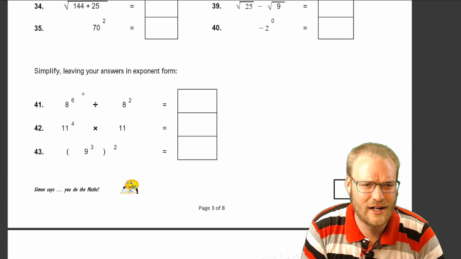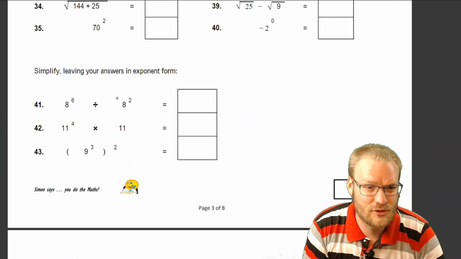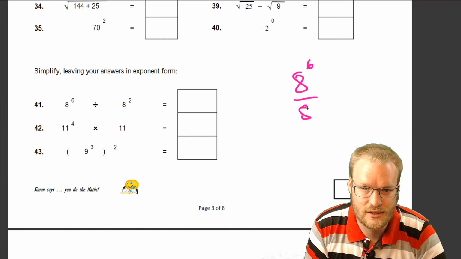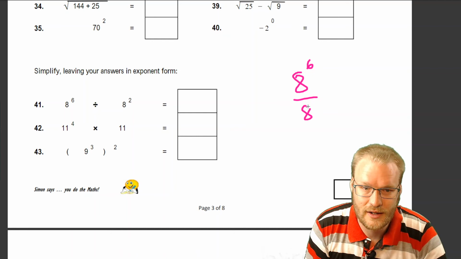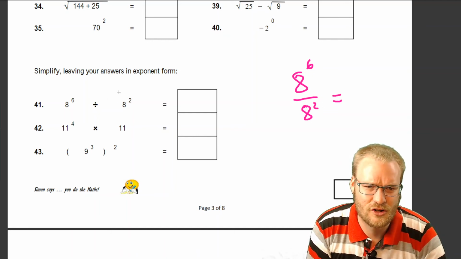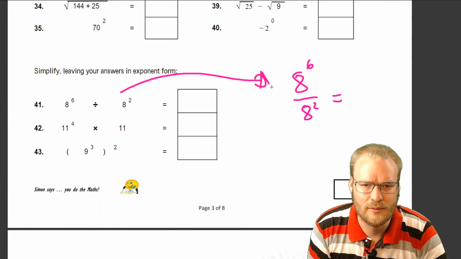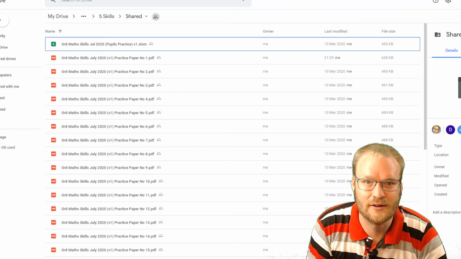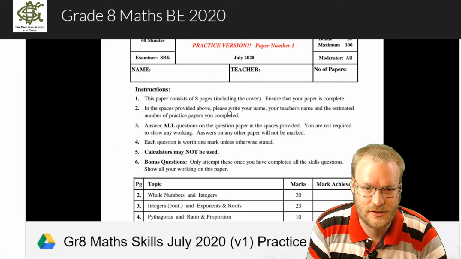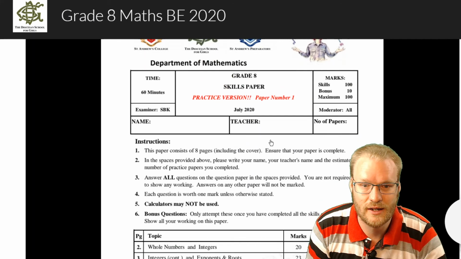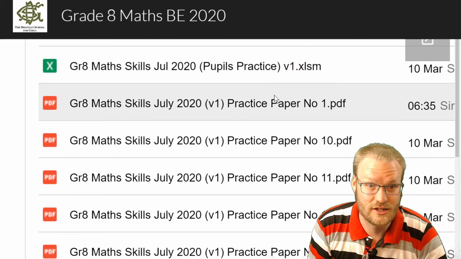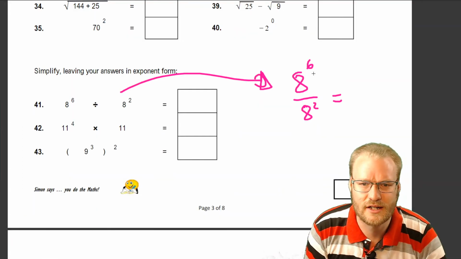So, simplify, exponent form. These questions I always recommend you write as a fraction like this. Ooh, that's a terrible fraction. 8 squared. And then you can remind yourself what that rule was. So just convert those like that. Remember that these scribbles I'm making are on the website, in this version here. That's just busy getting updated, not in these versions. So these are the blank versions that everyone in the grade has access to.